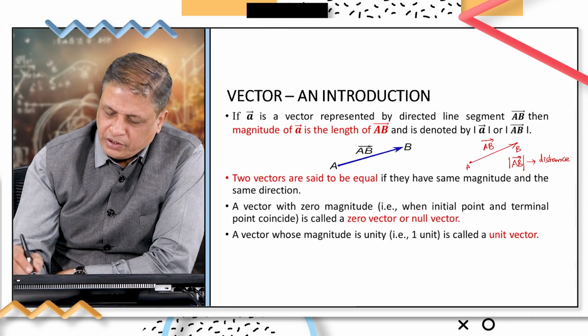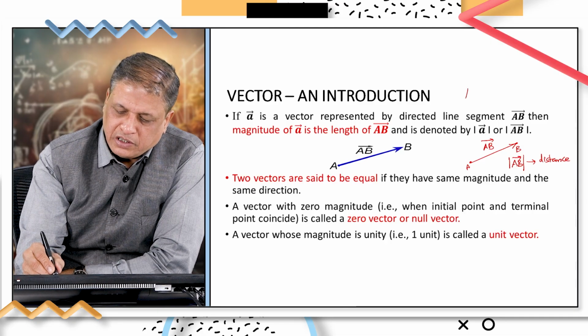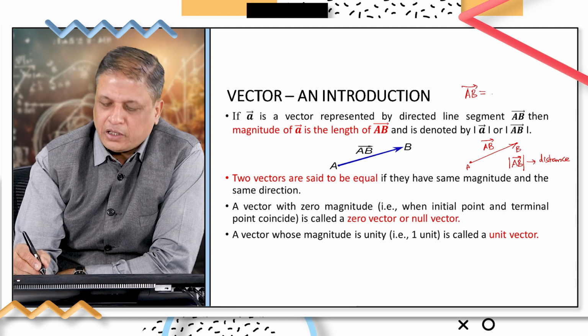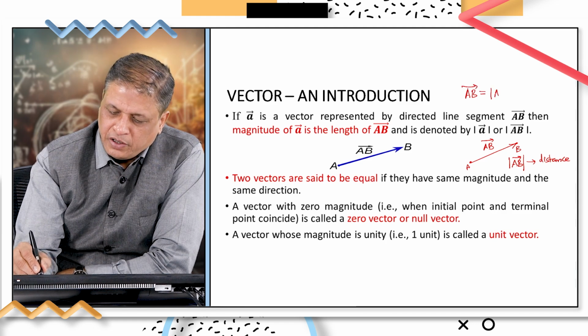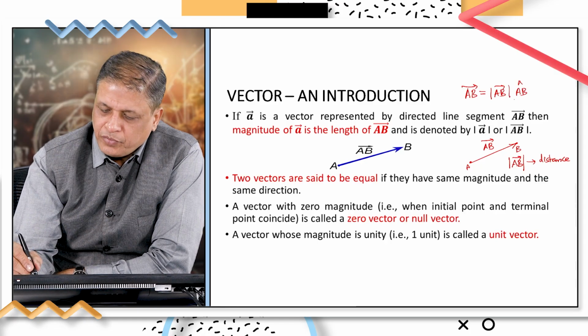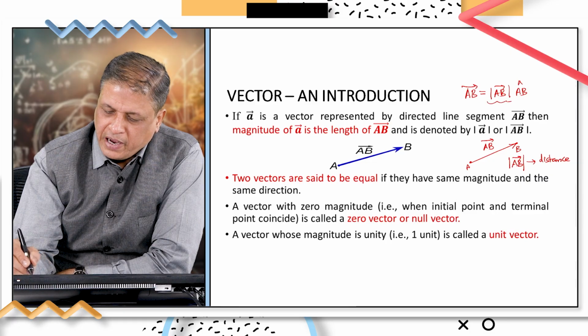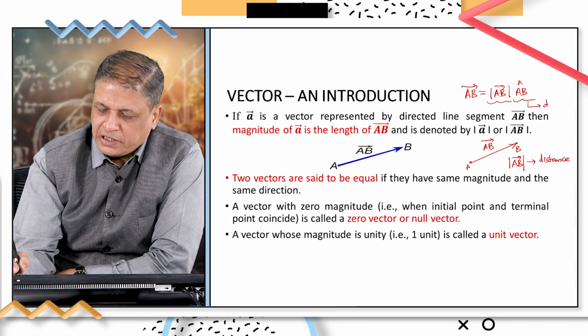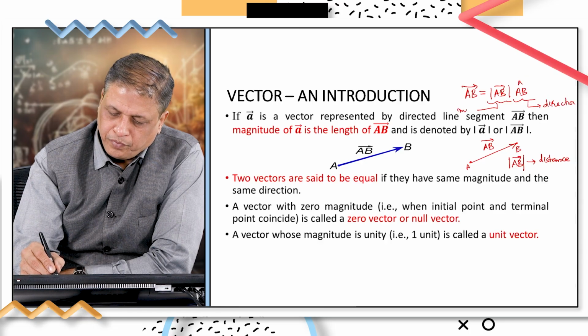So, as we had already discussed, the vector has two components. One is the magnitude and the other is the direction. So, the magnitude of AB is the magnitude of the vector, and the unit vector in the direction of AB is the direction component. So, this is the magnitude, this is the direction. This is the unit vector, or this represents the direction, and this represents the magnitude.